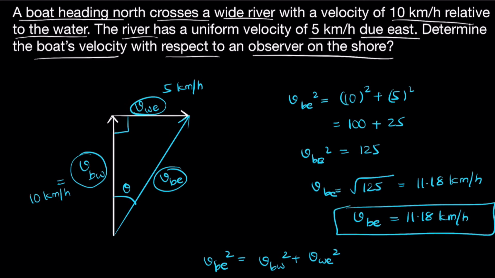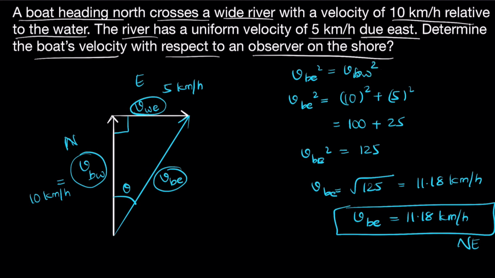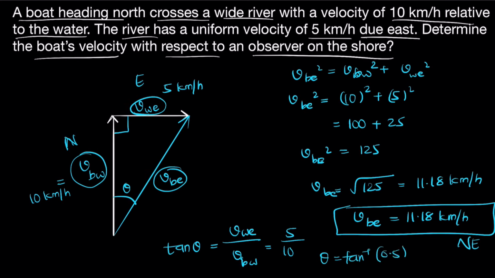Now notice that the boat is going north and the river is flowing east, so this is going northeast. But we need to know the angle as well. That angle can be found using tan theta. Tan theta becomes VWE by VBW. So VWE is 5 over 10, which is 1 by 2. So theta becomes tan inverse of 0.5, which is 26.6 degrees. So the angle here is 26.6 degrees.